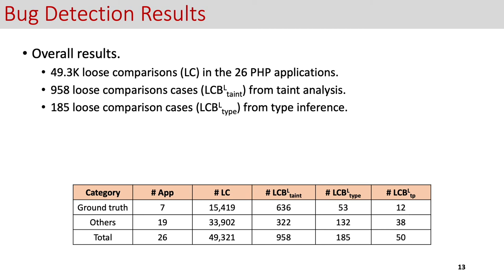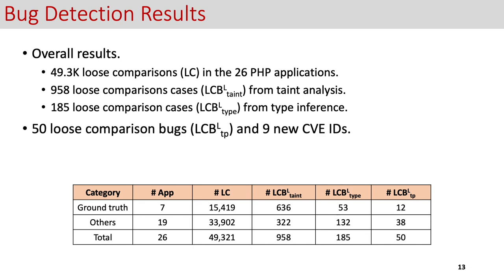Generally, we identify 49,000 loss comparison cases in the 26 PHP applications, and we find that 958 loss comparison cases are filtered by the intent analysis and 185 loss comparison cases by the type inference. So the result shows that our system, through the intent analysis and type inference, can filter out most of the normal loss comparison cases. And finally, 50 loss comparison bugs are confirmed and 9 new CVE IDs are assigned.